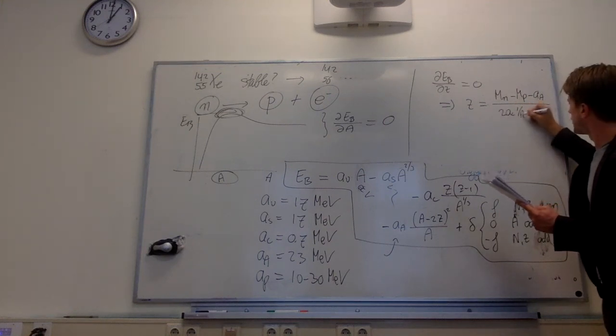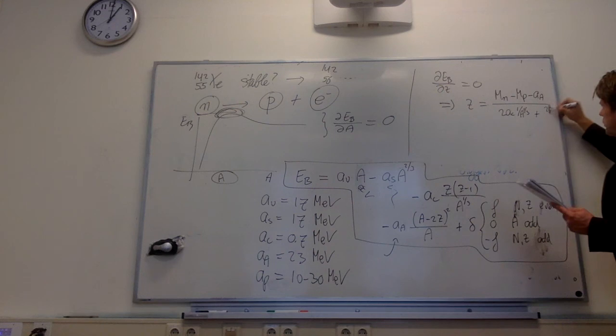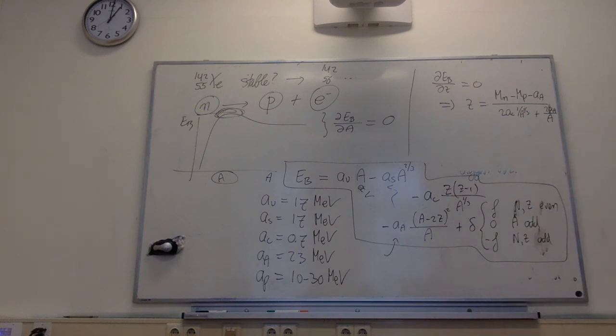C1 over A over A. This is just doing the math. Take the derivative, set it equal to 0. Okay. Now two pieces of information.